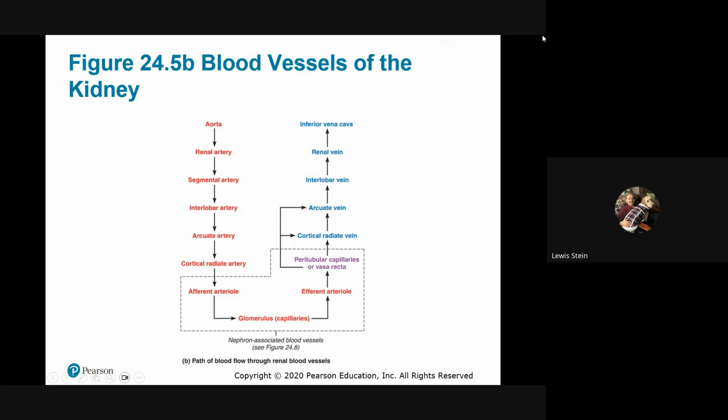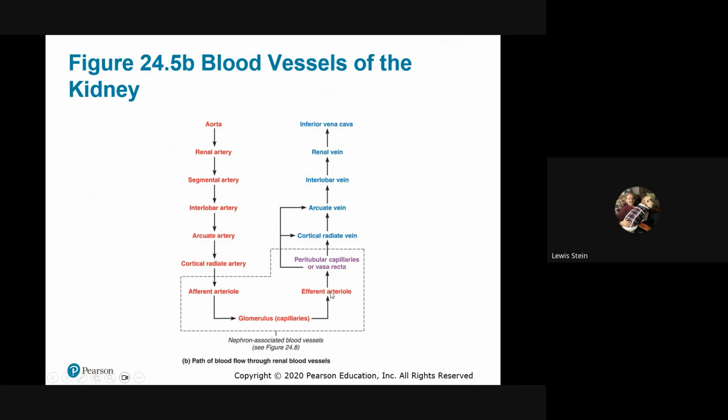Voila. So this is really one of those interesting areas, and it's circled here or enclosed here. Aorta, okay. Renal artery, fine. Segments, goes up the lobes, arches over, radiates. By this point, it's gotten smaller. Now we're getting to arterioles. And now you're going to see we have an afferent arteriole leading into the glomerulus and an efferent arteriole.